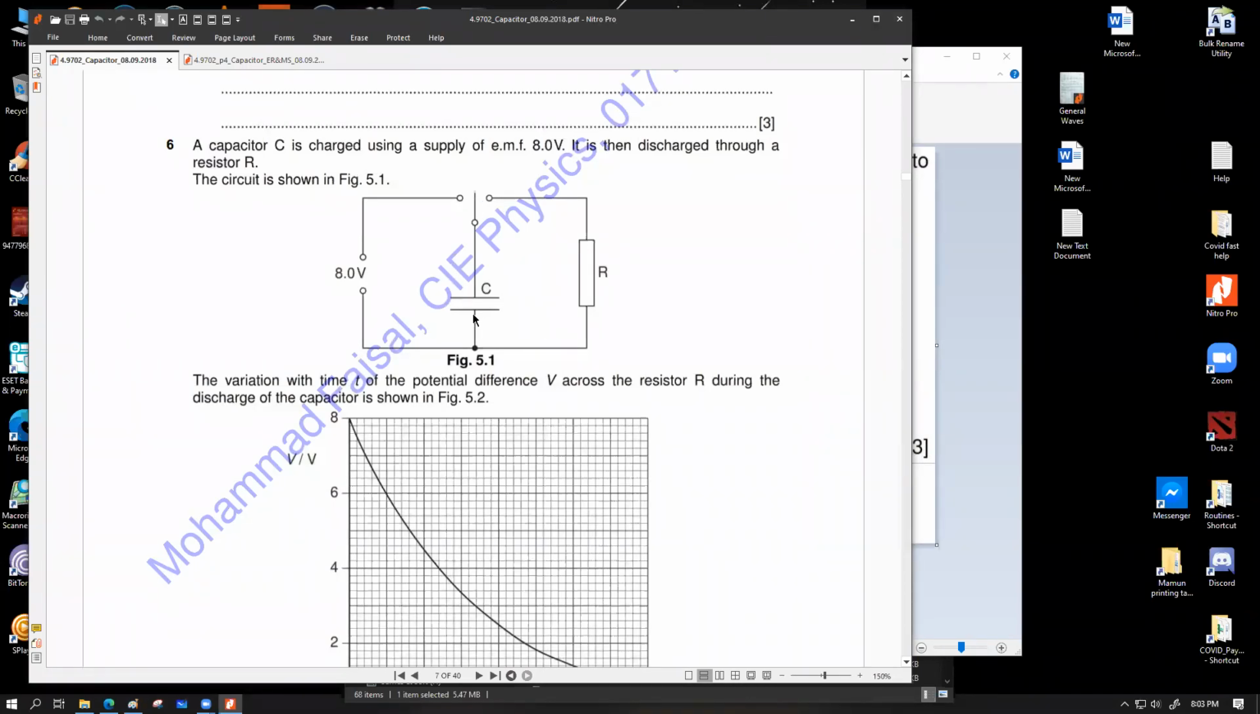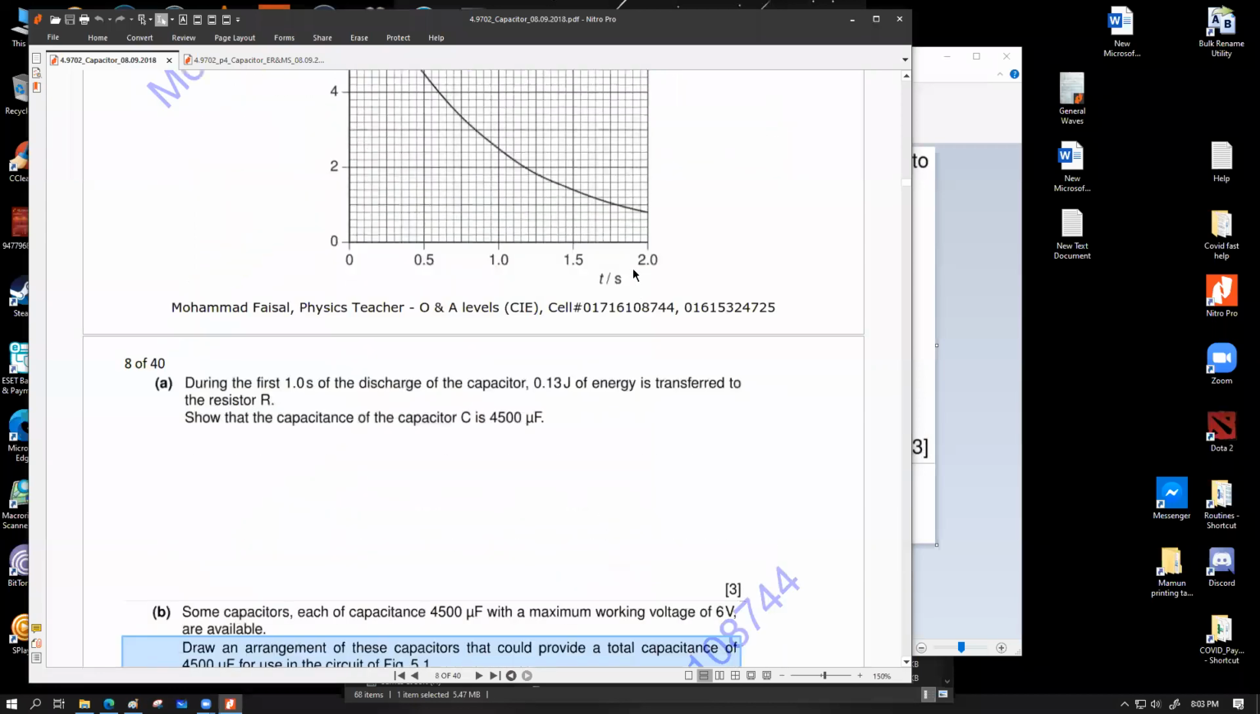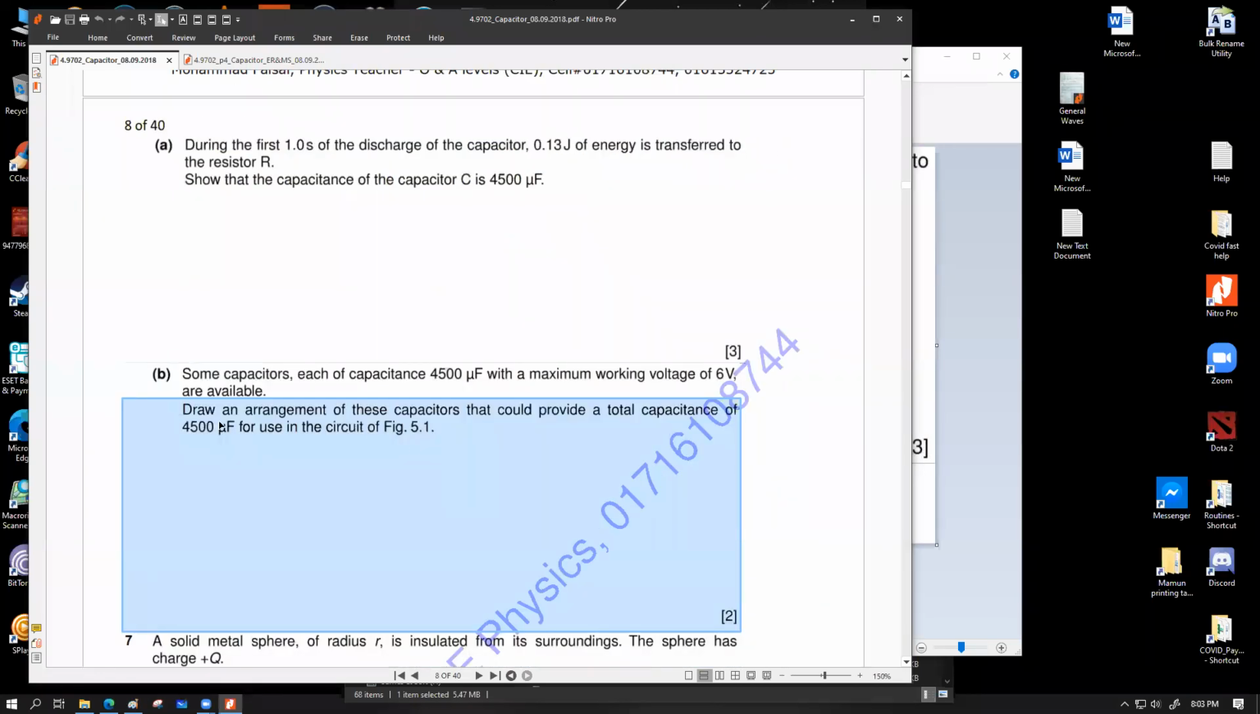So we cannot directly use a 6 volt capacitor over here. We have to use a certain type of combination, so that the total combination capacitance would still be 4500 microfarad, but their working voltage should not go over 6 volt. It can go as high as 6 volt, but it should not be over 6 volt.